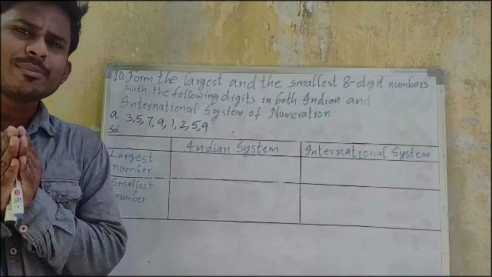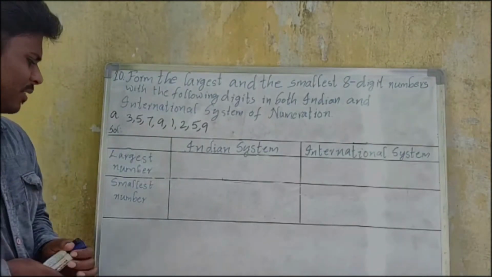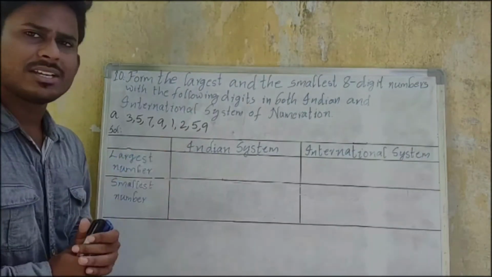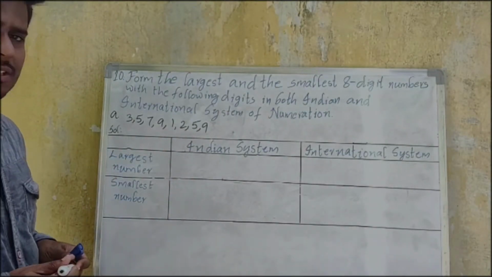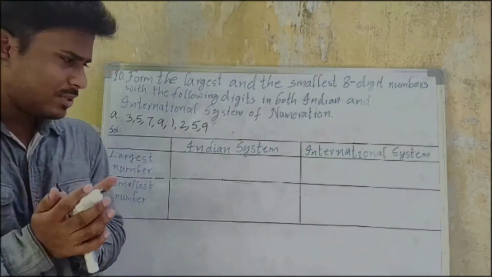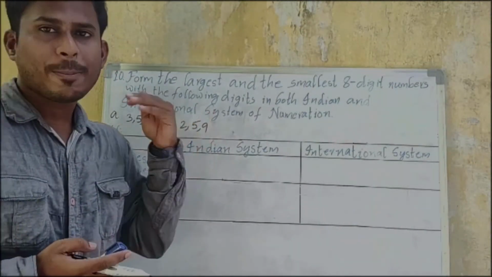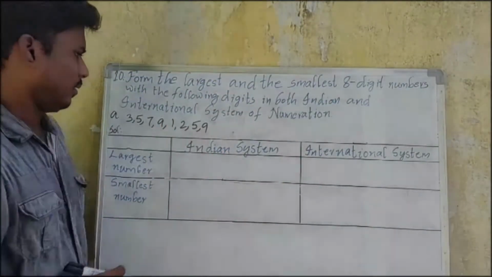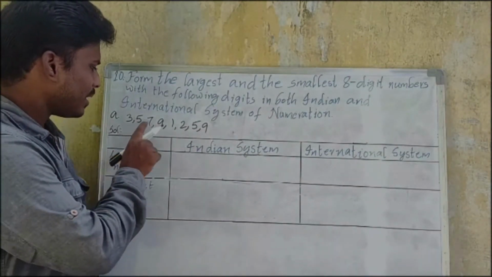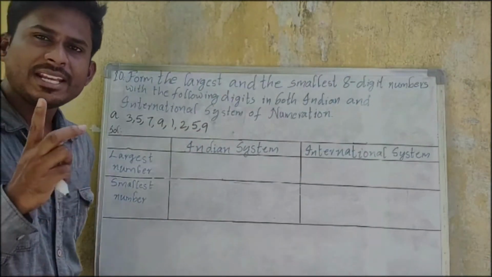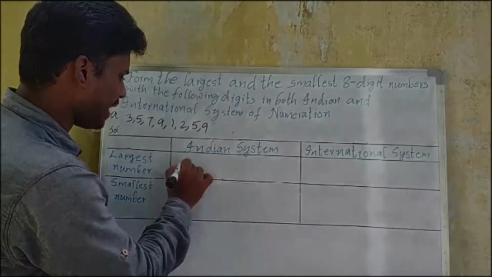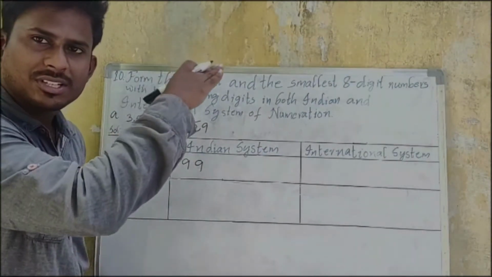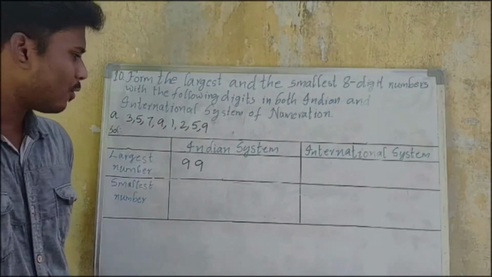So this is simple, same like ascending order and descending order. If we go for the largest and smallest number, first let us form the largest number in the Indian system. Largest number means the first digit, the highest place, should have the largest digit. Now look here, in all these digits, what is the largest digit? We have 9 as well as 9. 9 is repeating 2 times, so no problem, let us write 9 2 times. So for the largest number we arrange digits from large to small, like descending order.